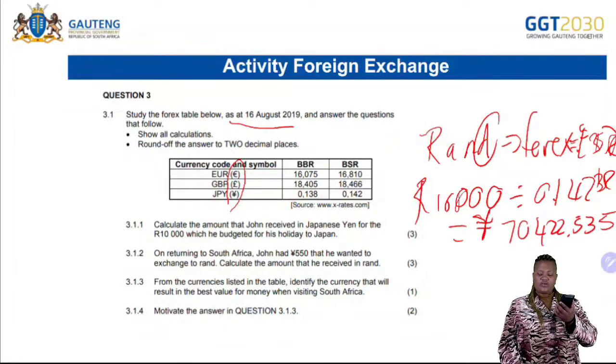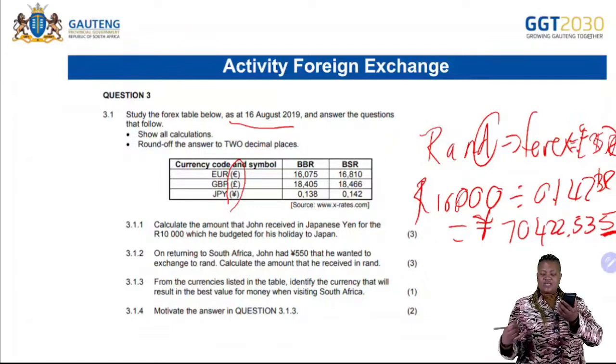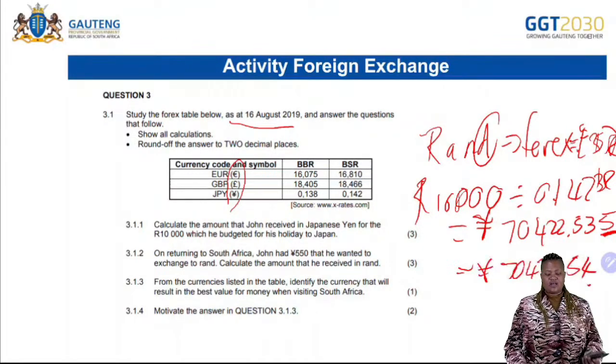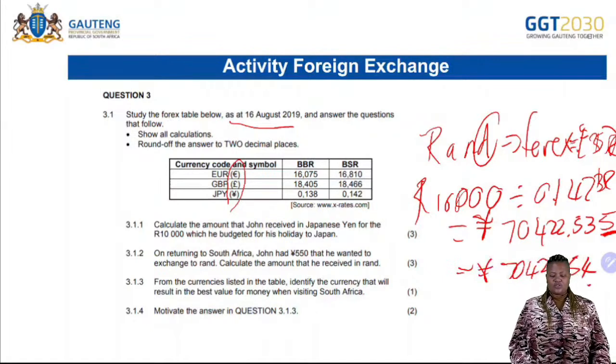Remember what I said about rounding off? We look at the third digit after the comma. If it's more than 5, it will affect the second digit after the comma. If it's less than 5, the second digit after the comma will stay the same. So in this case, here's the answer for 3.1.1.